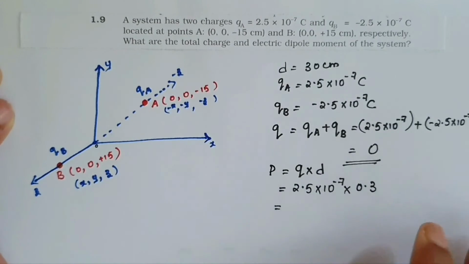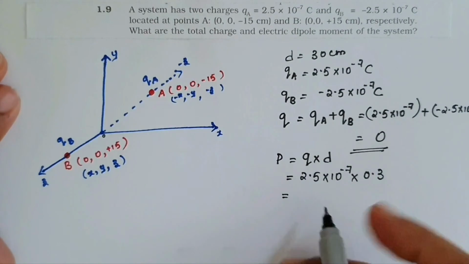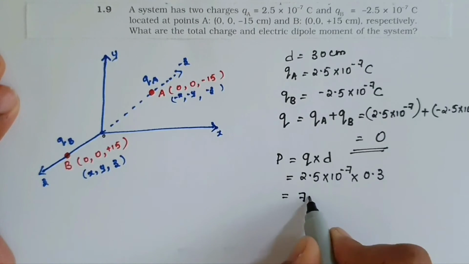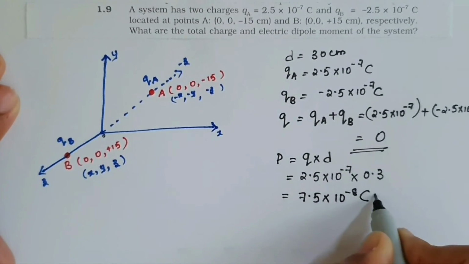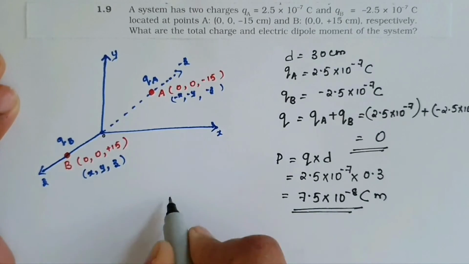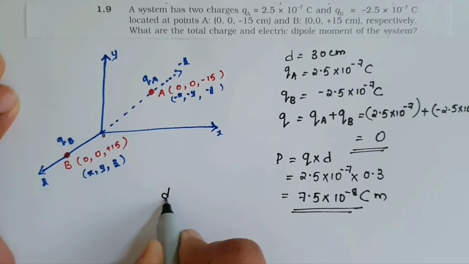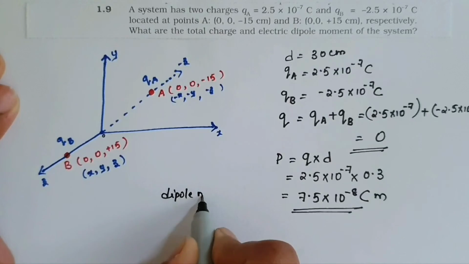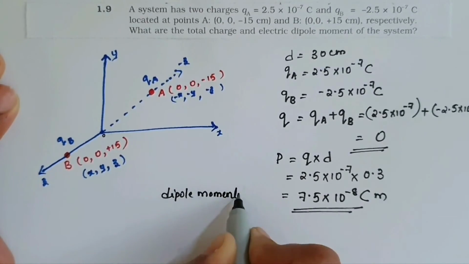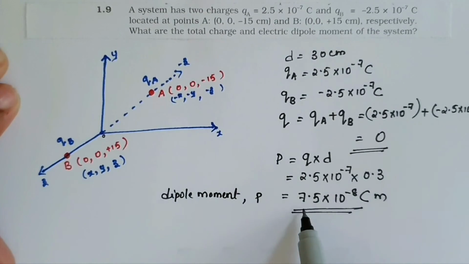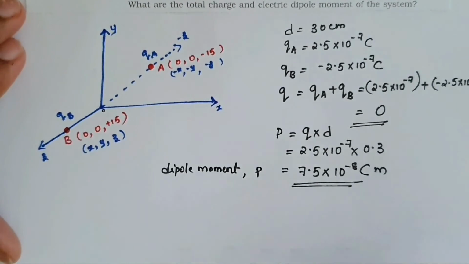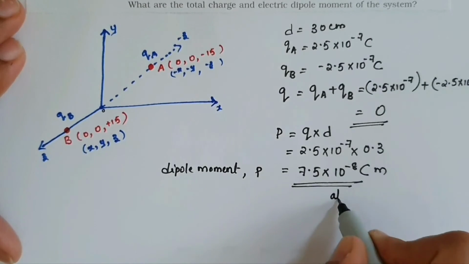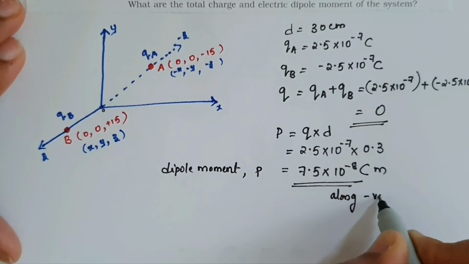This is equal to 7.5 into 10 raised to minus 8 Coulomb meter. Therefore, the dipole moment of the system P is equal to 7.5 into 10 raised to minus 8 Coulomb meter. And the direction of this dipole moment is along negative z axis.